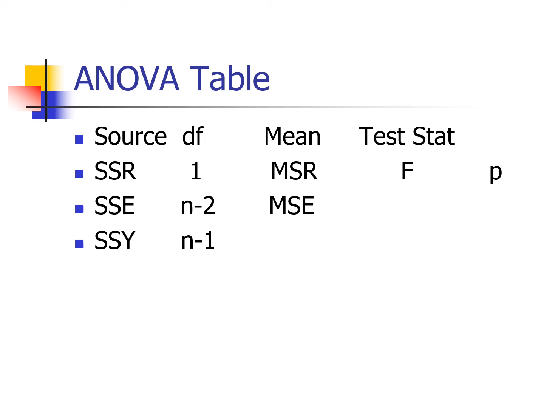So we get our MSR and MSE, and then we have to create our test statistic. Our test statistic is the MSR divided by MSE. That gives us our F statistic. And then finally we get our p-value. Our p-value is the probability of seeing something as large as our test statistic or larger.